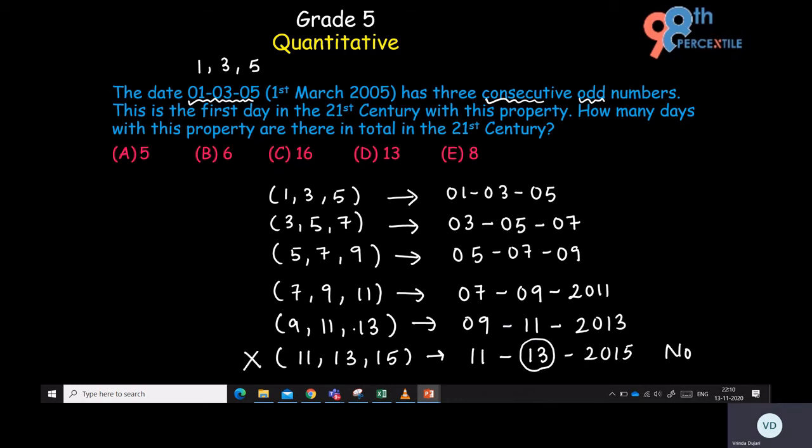And that is why the total number of days that we have is 1, 2, 3, 4 and 5. So our correct answer is 5, which is option number A.